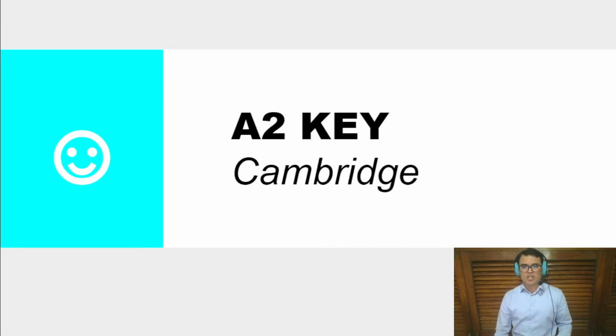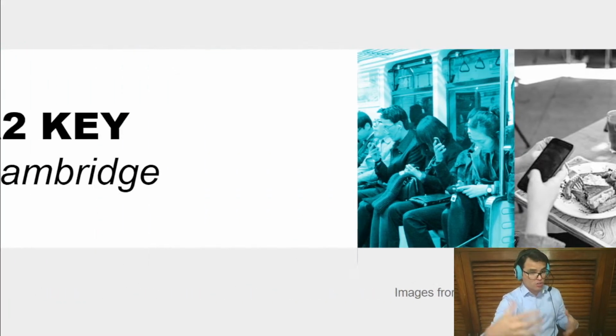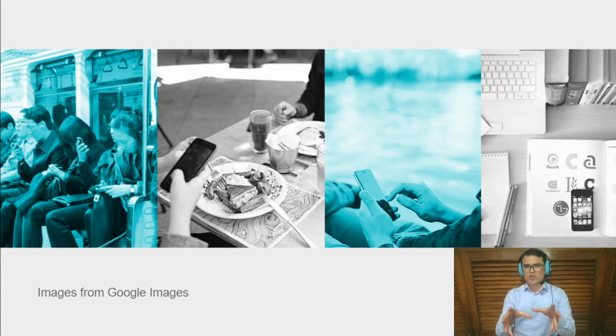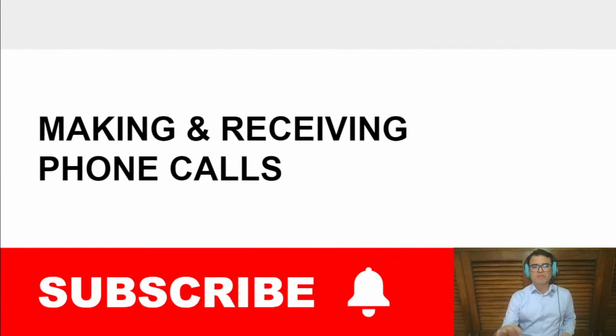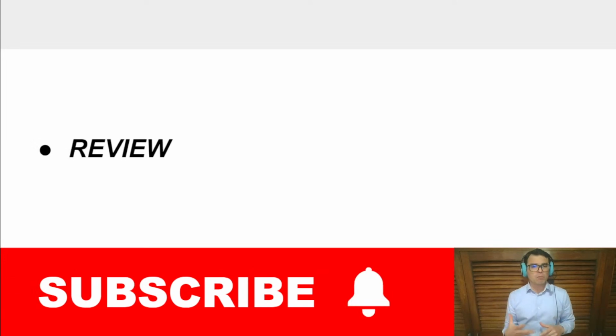Well, if you want to take this exam, you're probably going to receive a set of pictures in order for you to create a story. At AG Lounges, we can help you with preparation for the A2 Key Cambridge exam. When you receive these cards, you have to write a story about what you see, all right? And today's class is about making and receiving phone calls, and we are reviewing a good number of grammar items.